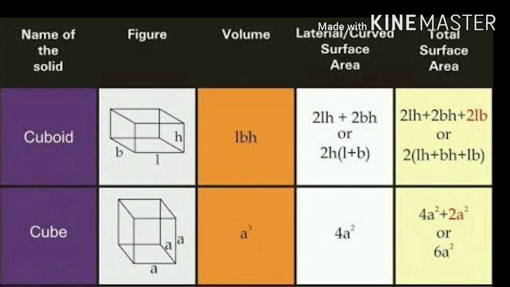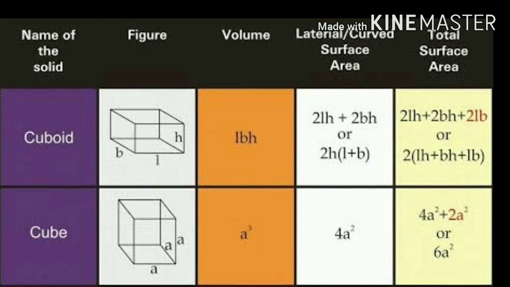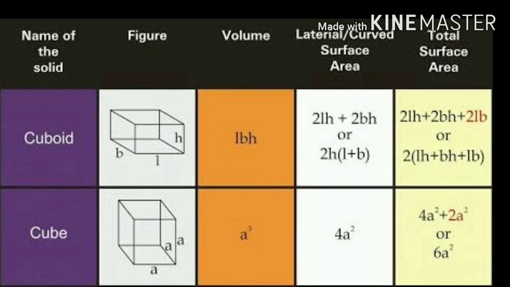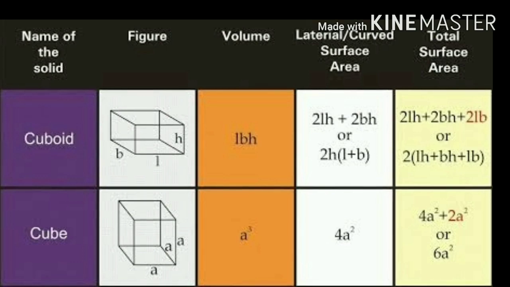If you look at the total surface area of a cube, it is 6a square, since it is composed of 6 square faces, and the formula for the area of a square is a square. We get the formula for total surface area of a cube as 6a square. These formulas we have to write and practice.